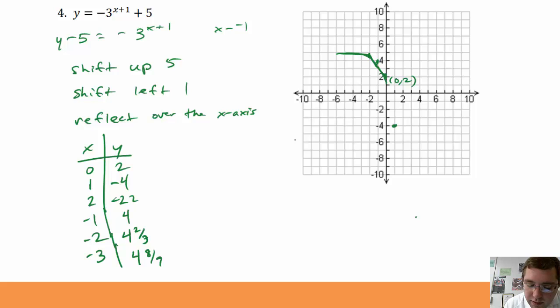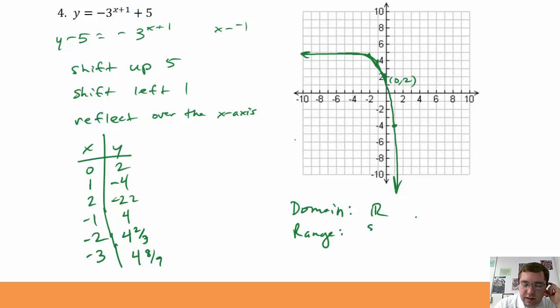That's a terrible graph. It's closer and closer to 5 as x gets more and more negative. Then it rounds down like that. So this time we're going down, and that's because we reflected it over the x-axis. So the domain here is still all real numbers. I can still plug in anything I want for x. But the range here is going to be the set of all y such that y is less than 5. Because I can't get 5 and I can't get over 5.